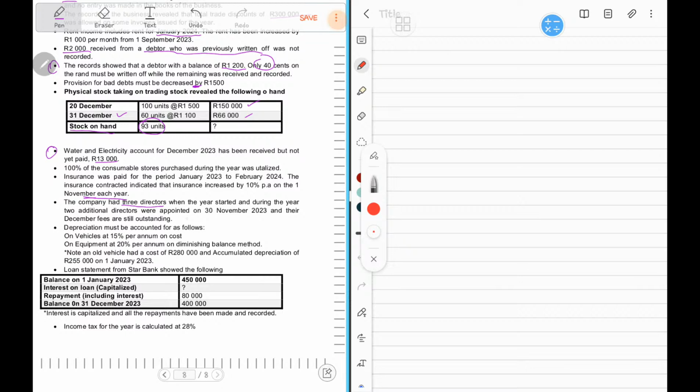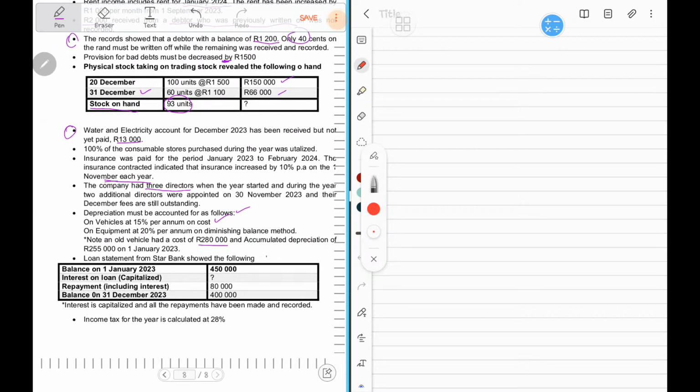Then we are being told that depreciation must be accounted for as follows. On vehicles, it's 15% per annum on cost. Then on equipment, 20% per annum on the diminishing balance method. Then note that an old vehicle had a cost of 280,000 and an accumulated depreciation of 255,000 on the 1st of January 2023. So you can notice that the depreciation that we will be calculating might be greater than or the same as the carrying value of this old vehicle.